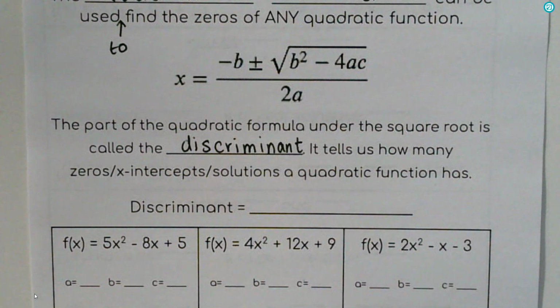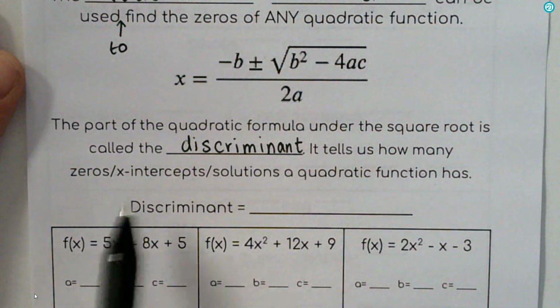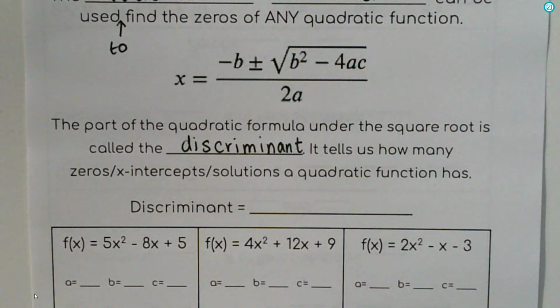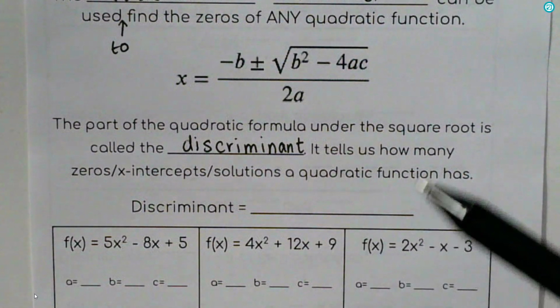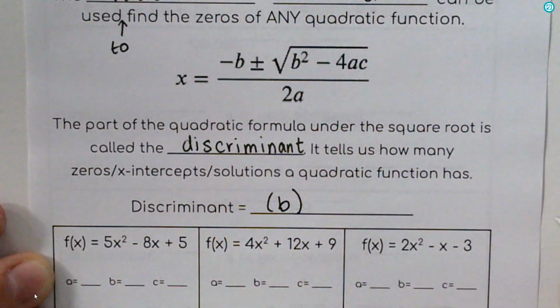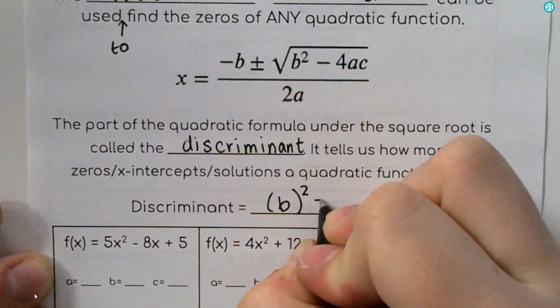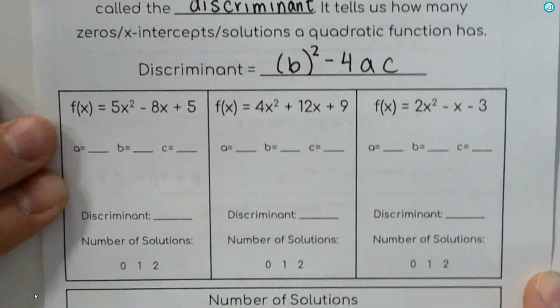It can always tell us how many zeros, x-intercepts, or solutions, because we're using all of those interchangeably, a quadratic has. So if we find just that piece, just the discriminant, it tells us how many solutions, or zeros, or x-intercepts, whatever we want to call it, a quadratic has. So that discriminant is just the b squared minus 4ac. On this blank right here, we're going to write that. We're going to go ahead and put the b in parentheses, though. So in parentheses, put your b, and then put squared minus 4ac. So that is what we are going to start with using.